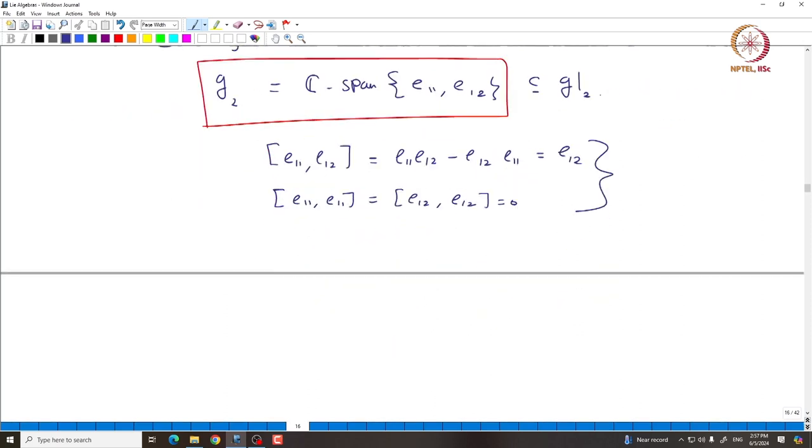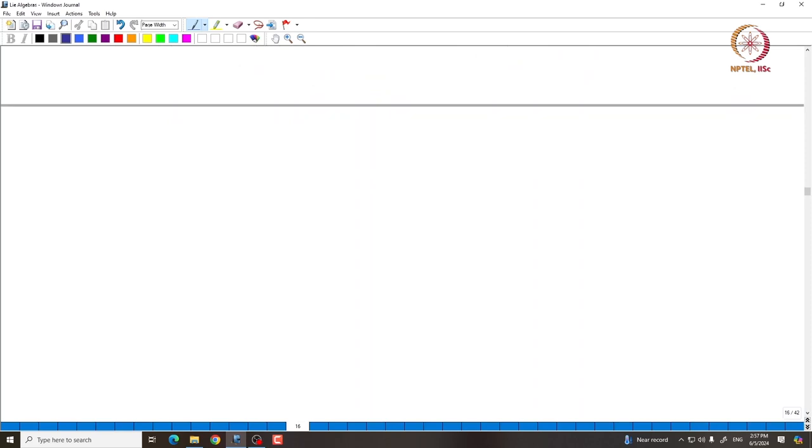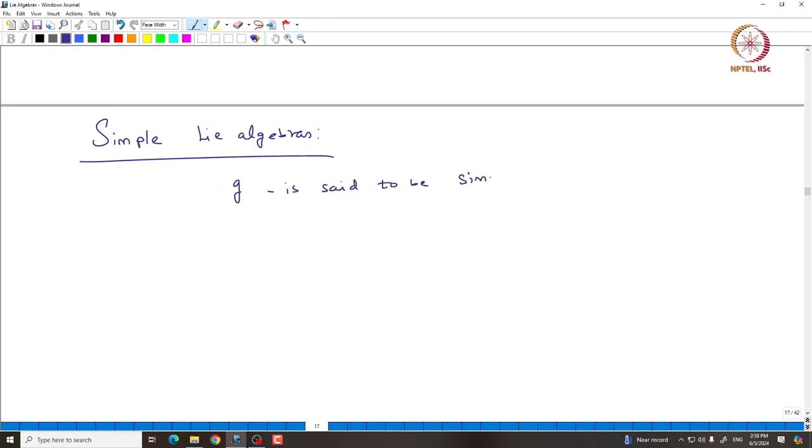Now we will define the most important objects in the structure theory of Lie algebras, which are called simple Lie algebras. So what is a simple Lie algebra? We will be only concerned with finite-dimensional Lie algebras in this course, so you can assume we are dealing only with finite-dimensional Lie algebras. Let us say G is a given Lie algebra. It is said to be simple if it satisfies two conditions.